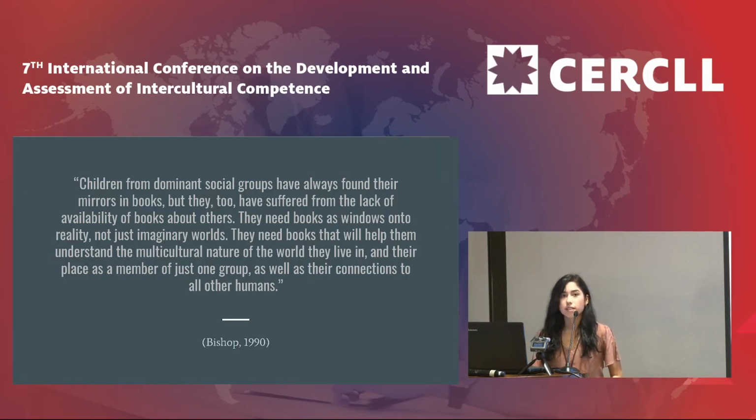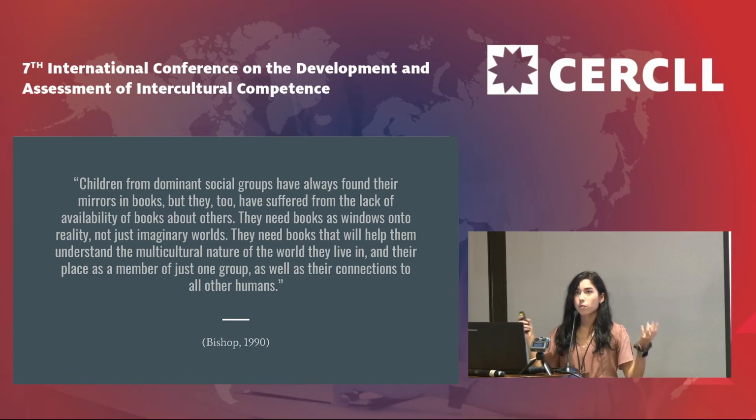I was reading this essay from Rudine Sims Bishop, and she writes about how literature is like windows, mirrors, and sliding glass doors. So children from dominant social groups have always found their mirrors in books. But they too have suffered from the lack of availability of books about others. They need books as windows onto reality, not just imaginary worlds. They need books that will help them understand the multicultural nature of the world they live in and their place as a member of just one group, as well as their connections to all other humans.